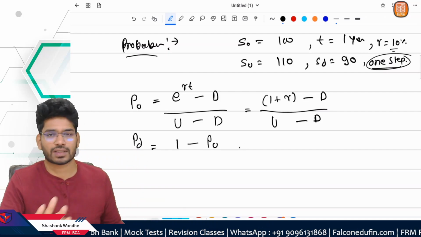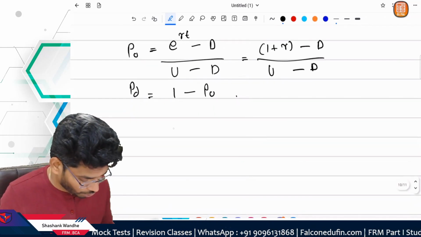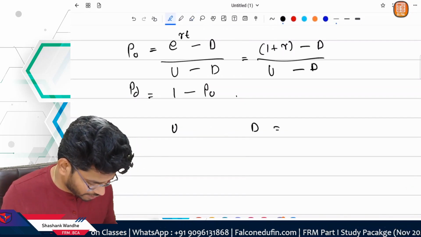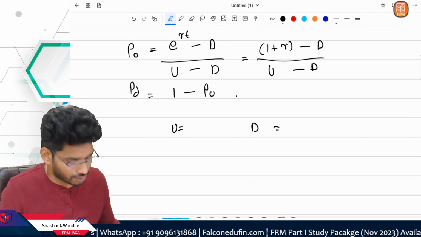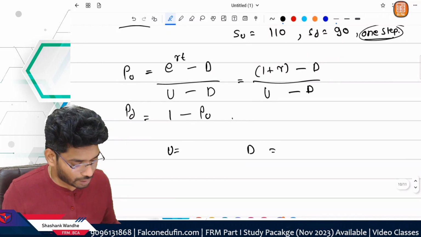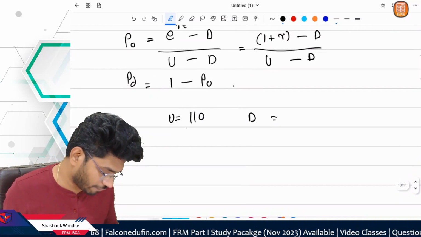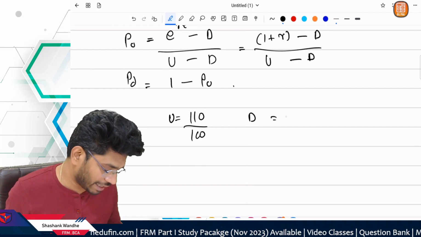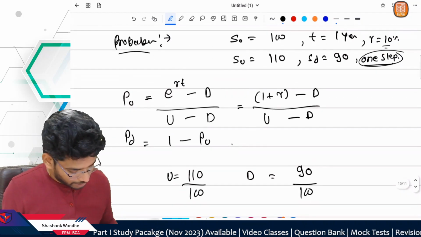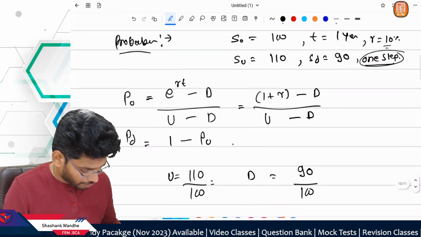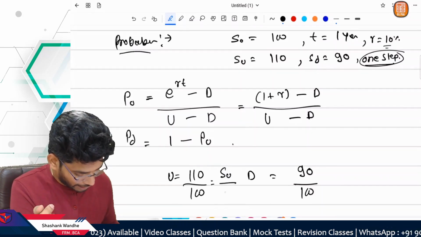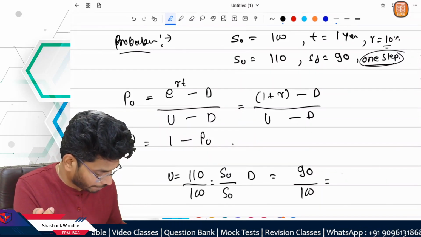Simple. So this calculation is simple. Now the question is what U is and what D is. Once you know what U and D are, you'll be able to solve this question. We already know SU is 110 and SD is 90. So U is 110 divided by the current price, and D is 90 divided by the current price. Simply, the formula is the underlying price at the upward leg divided by S0, for U.